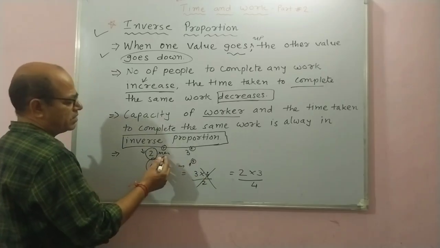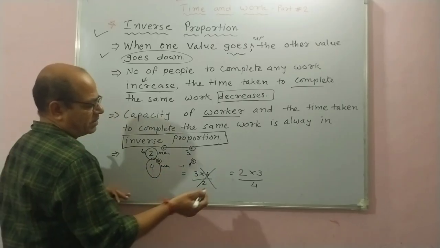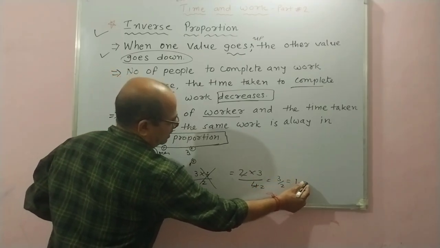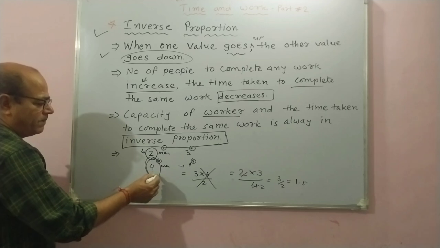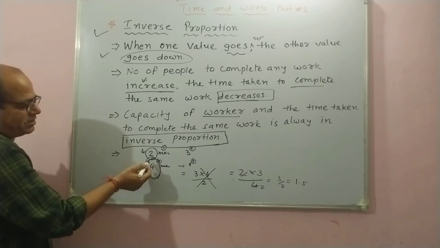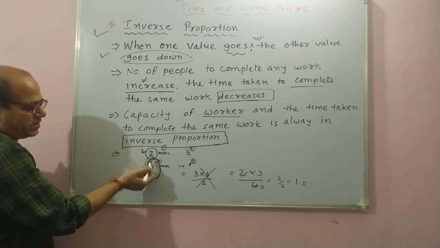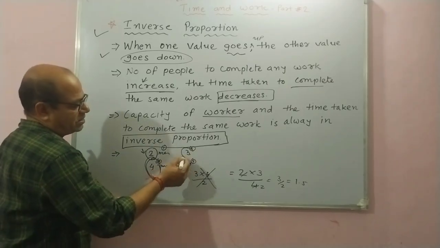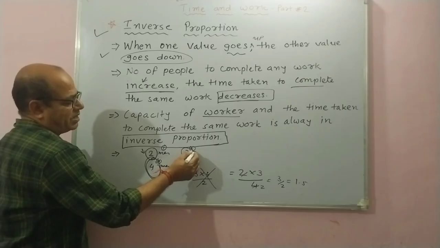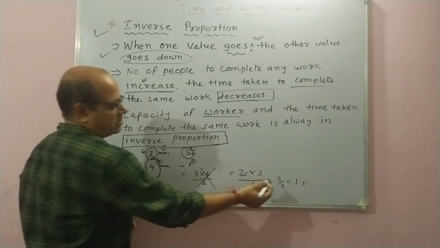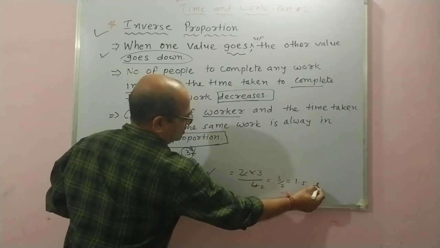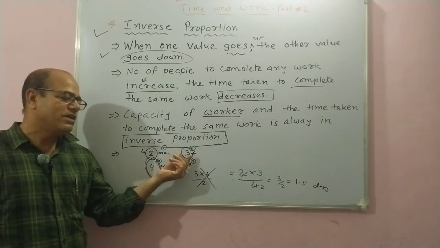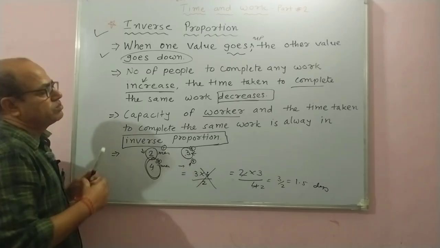So now 2 men complete in 3 days. So 4 men complete in 3 upon 2 is equal to 1.5 days. Okay, we increase the men, then half. See here we double the men. 2 men were there, here we have taken 4 men, double the persons, right? So here 3 days, it will decrease by half. So 3 half, 3 upon 2 is equal to 1.5 days, they will complete the work, right? So manpower increases, the time taken decreases. That is called inverse proportion.